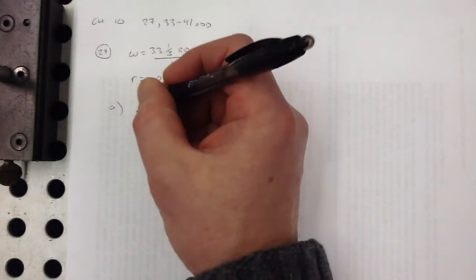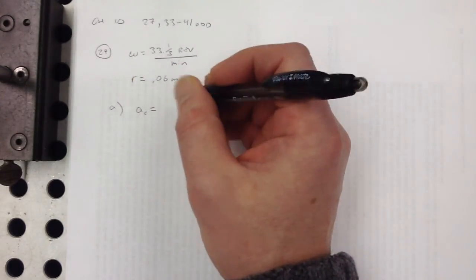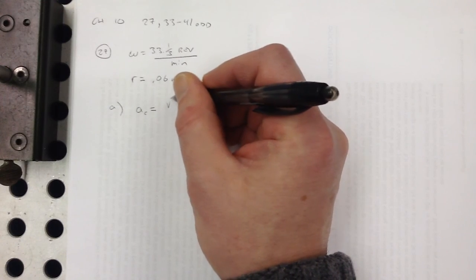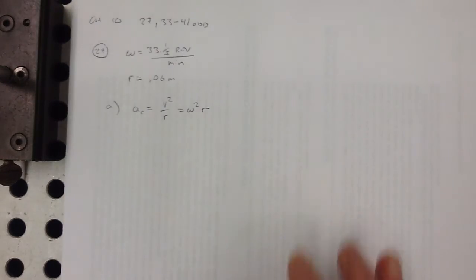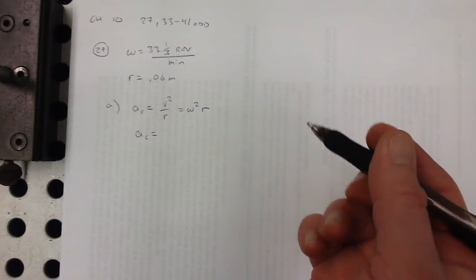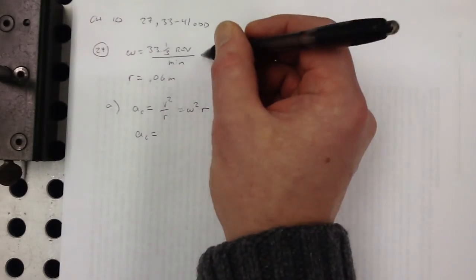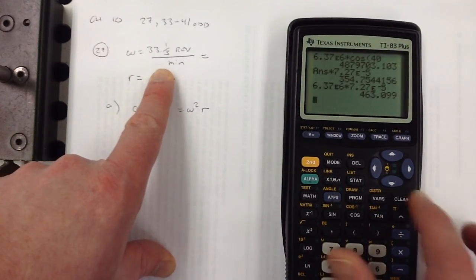Let's do part A first. Calculate the acceleration of the seed, assuming that it does not slip. So, centripetal acceleration is equal to v squared over r, or omega squared r. Right? So the centripetal acceleration is equal to, I need to convert this first to get from revolutions per minute.